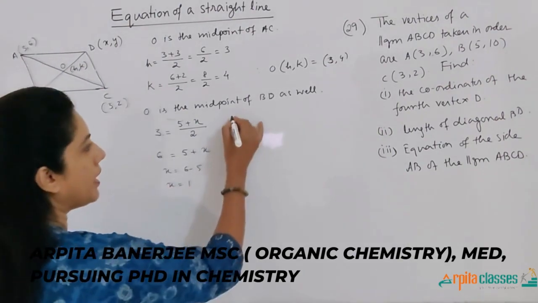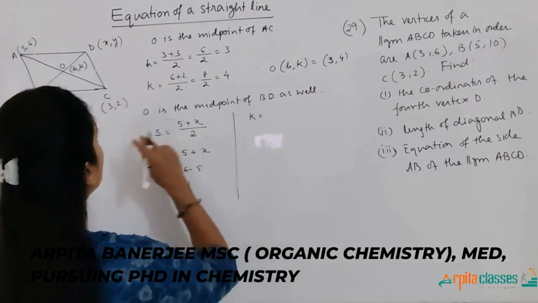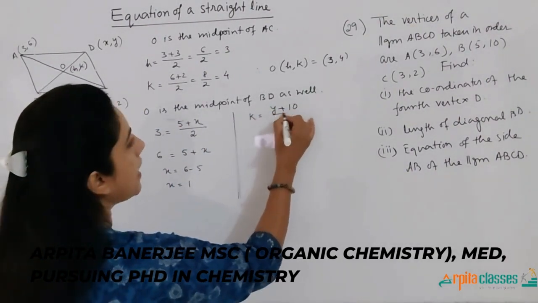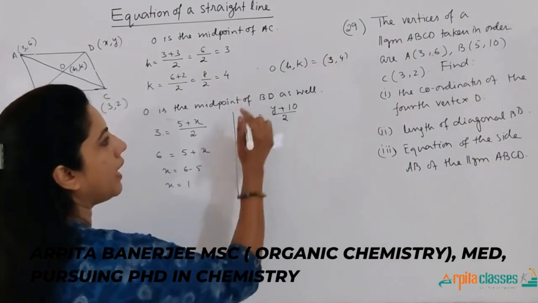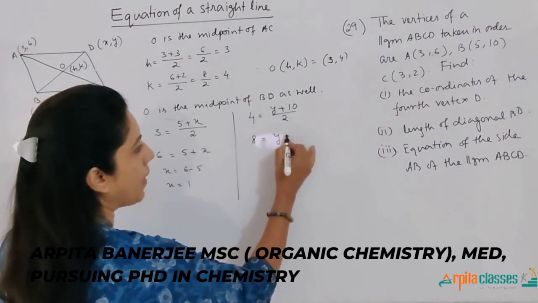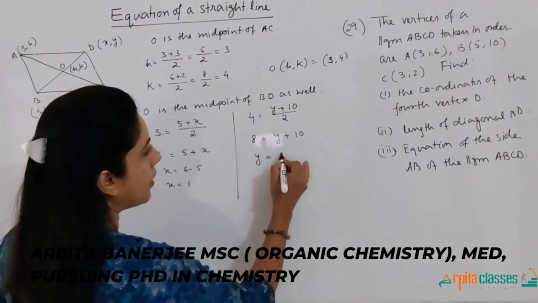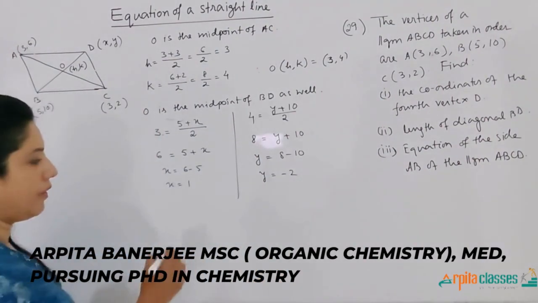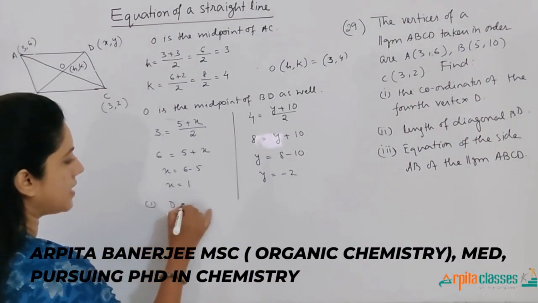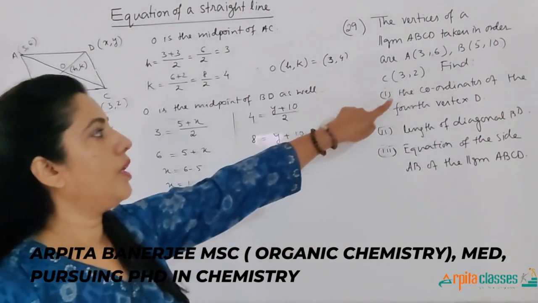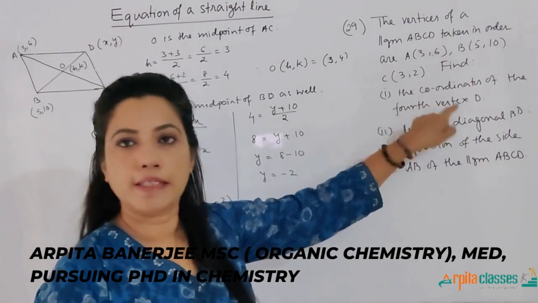Similarly, K would be equal to (y1 plus y2) by 2, that is (y plus 10) upon 2. What is your K? K is 4. Take it to this side, 8 is equal to y plus 10, or y is equal to 8 minus 10, that is minus 2. Therefore, we got the first answer, that is D is equal to (1, minus 2). First answer: we got the coordinates of the fourth vertex D.